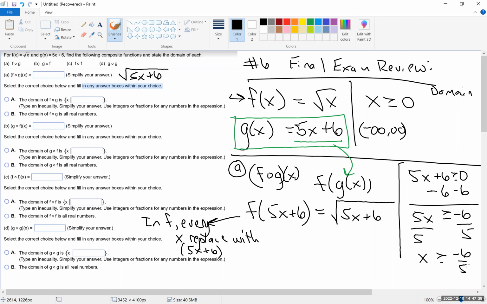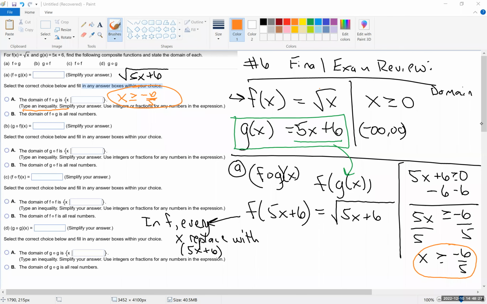Now, the way that they want the answer is not interval notation. They want it as an inequality. So we leave our answer just like this. You have to write the whole thing: x such that x is greater than or equal to negative 6 over 5. All right, doesn't look great, but hopefully it looks good enough. Let's pause here and see if there are any questions.